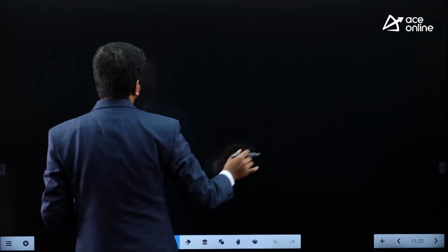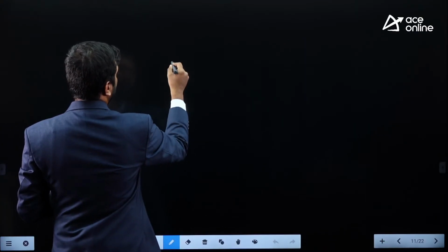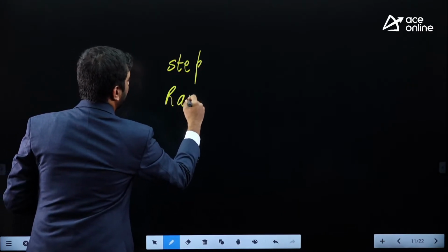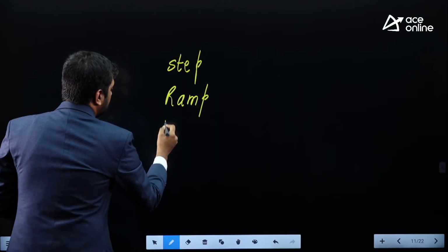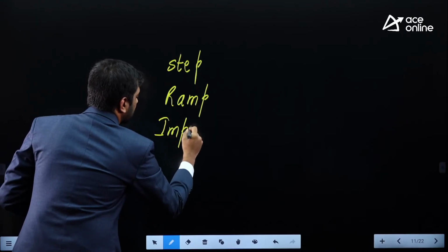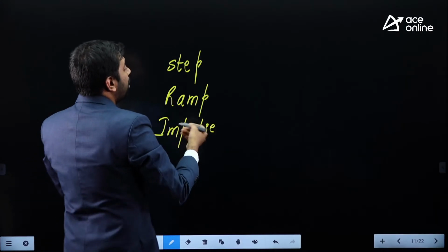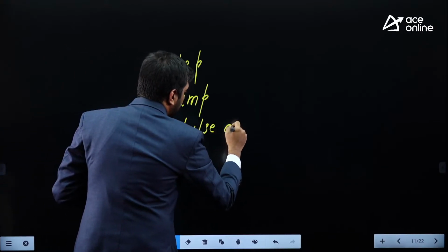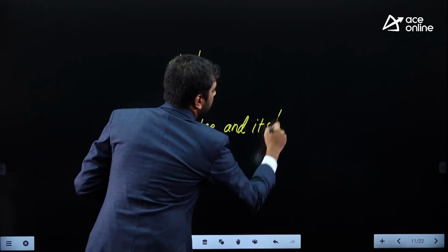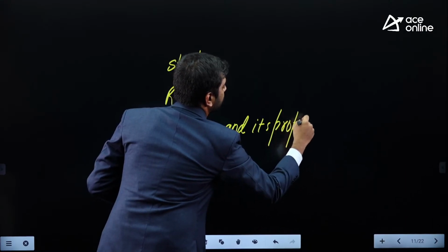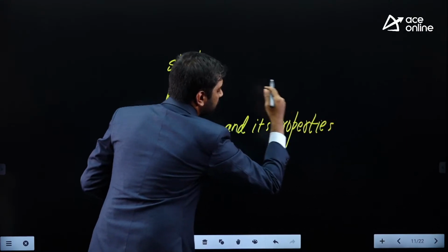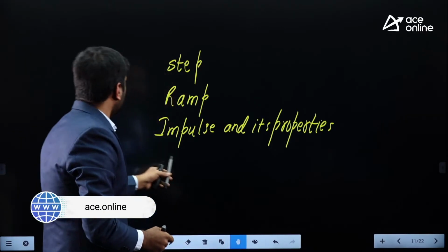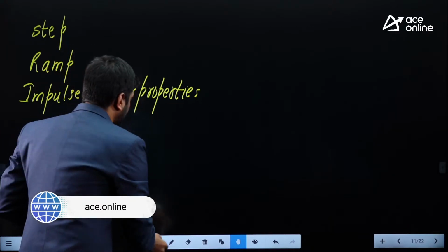So let me show you what the basic signals are. Basic signals like the step signal, ramp signal, and the most important one, the impulse and its properties. This is one of the most important things. Impulse and its properties. There are many properties of this impulse, so you have to learn each and every property in a detailed way. We have a few more signals. Let me write them one by one.